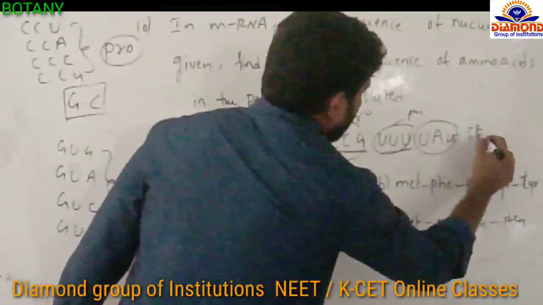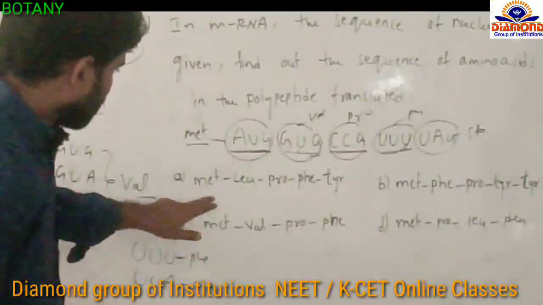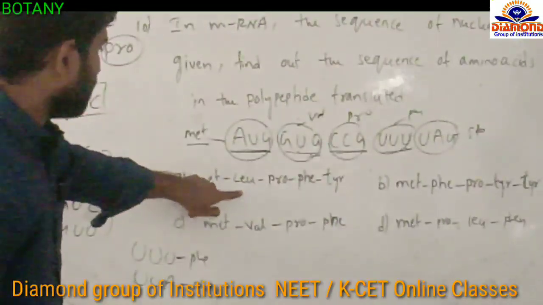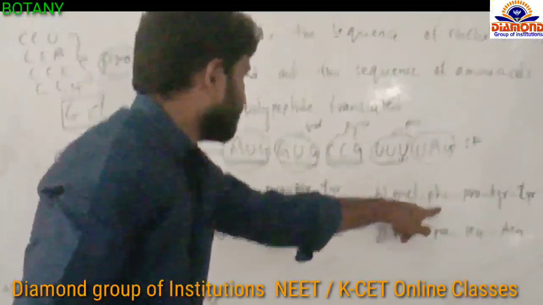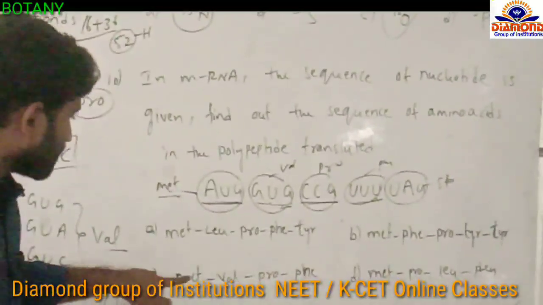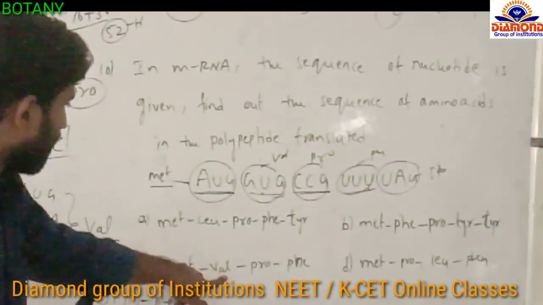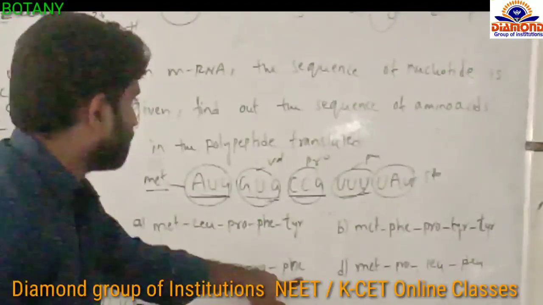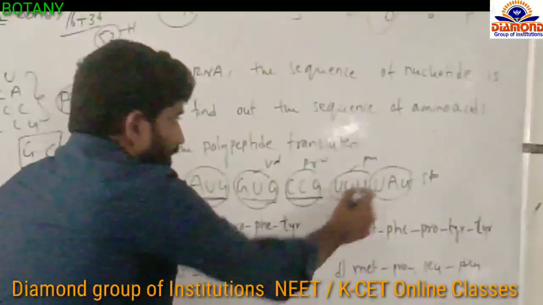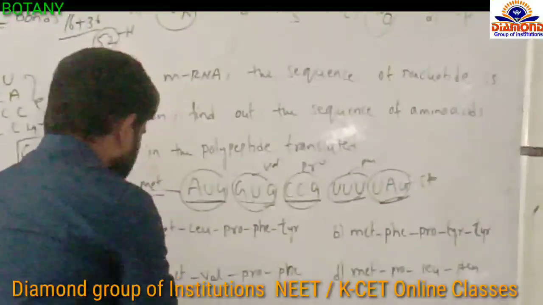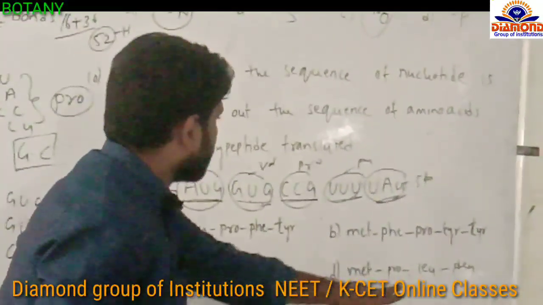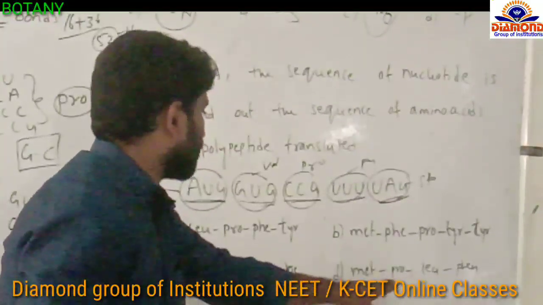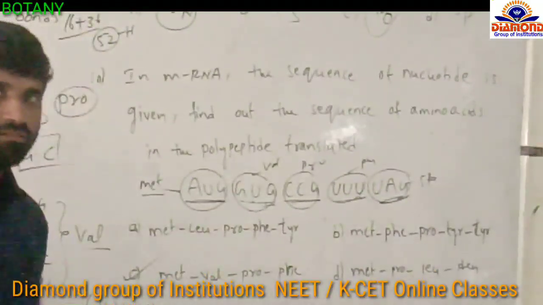This is the stopping codon. The options given are methionine, leucine, which is not right, proline, and phenylalanine; tyrosine, methionine, phenylalanine. But option C is methionine, valine, proline, phenylalanine, and the remaining one is a stopping codon. So the answer is C only. And in option D, the second amino acid is given as proline. It's not proline; it is encoded into valine only.